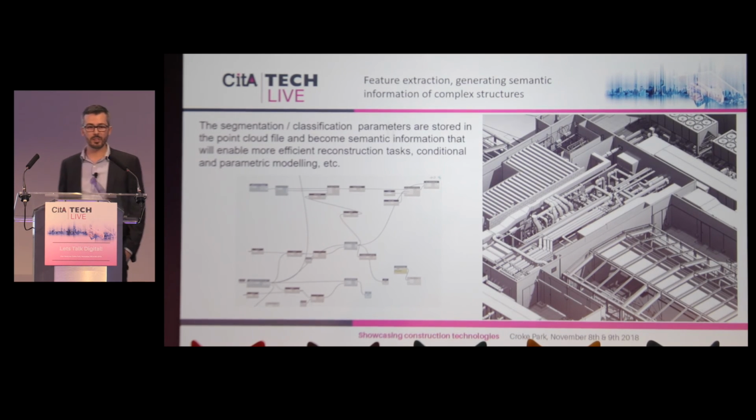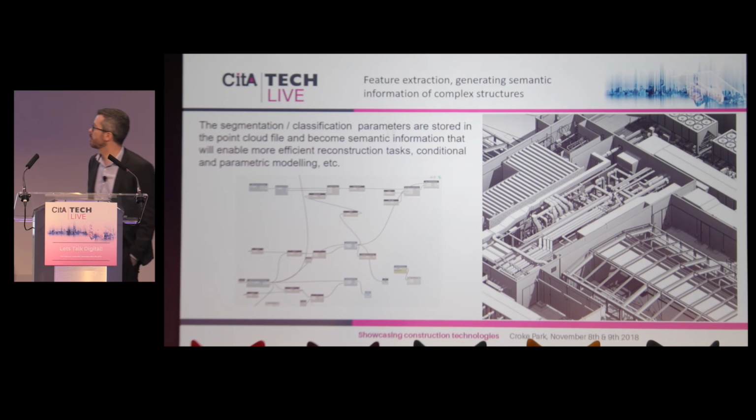What is the purpose of doing that? The purpose is to automate the modeling process. So this classification information can be stored into a point cloud file. We can use conditions and parameters that are programmed and automate the modeling tasks and end up with a model that is detailed, unambiguous, and closely represents the site conditions.